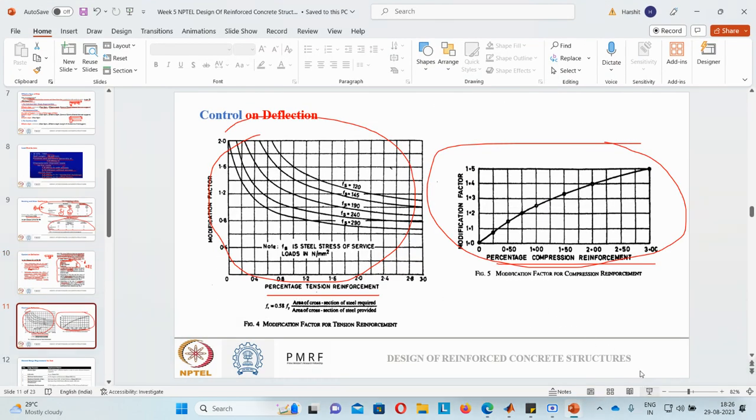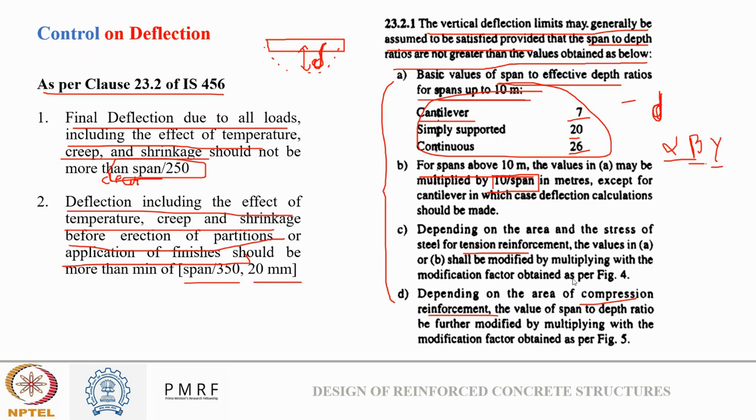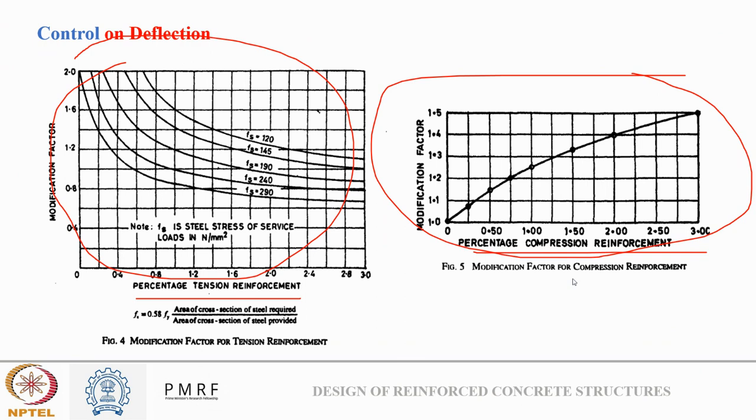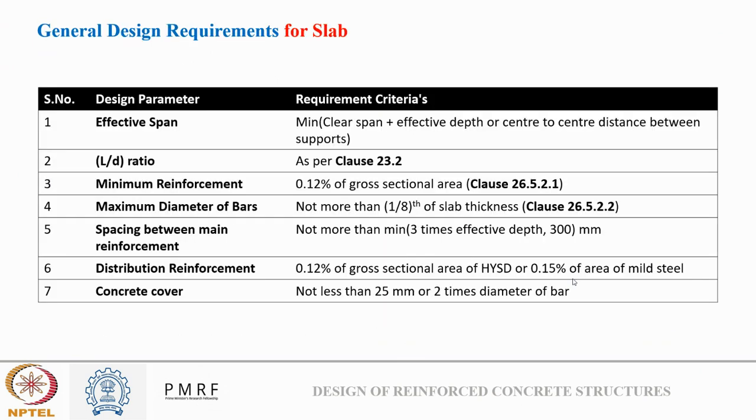So I hope this thing about effective depth is clear. Why are we using the depth provision? So that we can control the deflection. Just to summarize these provisions that we have discussed and some other minor provisions in the IS code for design of slab. First, we have the effective span, for which we saw clear span plus effective depth or center to center distance between supports. The L by D ratio that we just saw is for control of deflection.